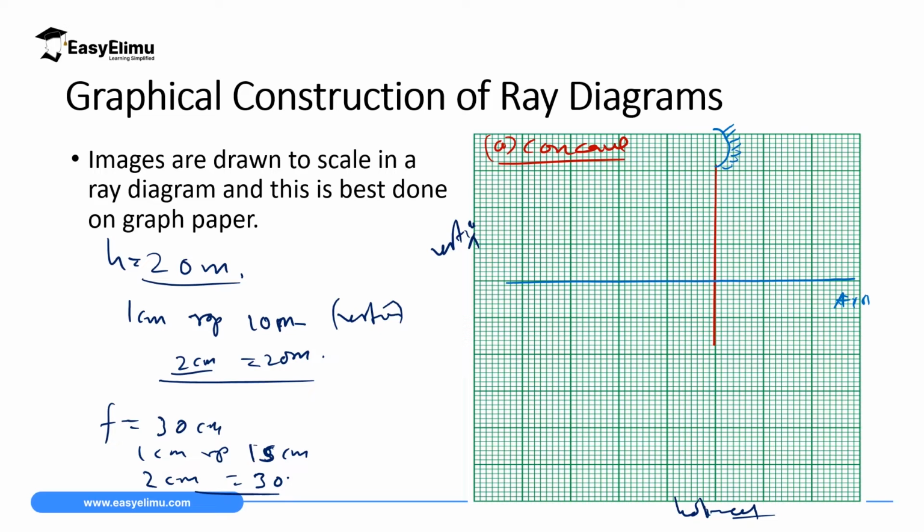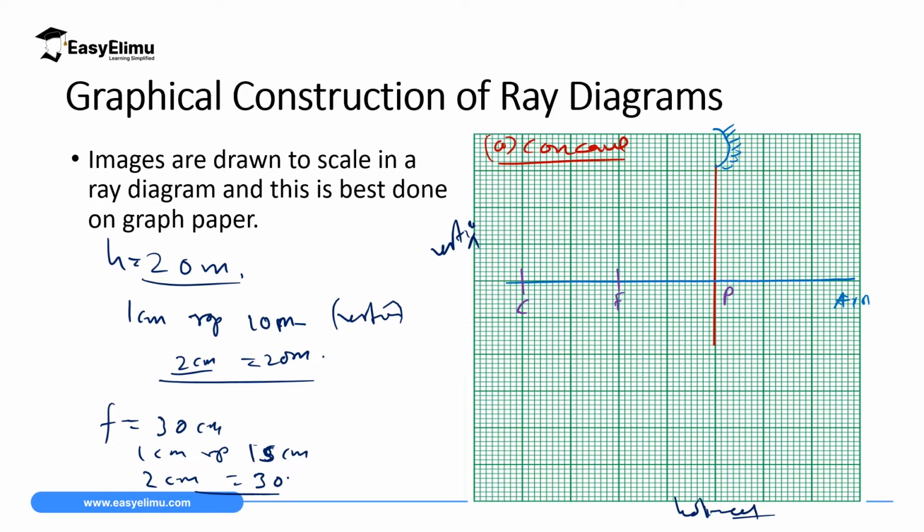Then you have to determine the focal length. If you have 2 centimeters as the focal length, then this will be the focal point. Another 2 centimeters from the focal point, that is 4 centimeters from the pole, will represent the center of curvature. And now if you place an object here of any height, then you can construct its image on that diagram.